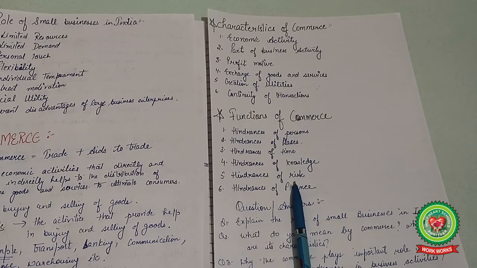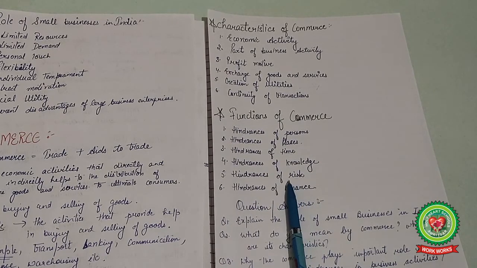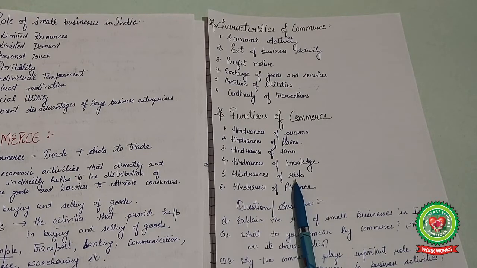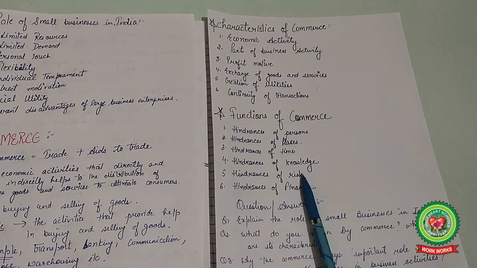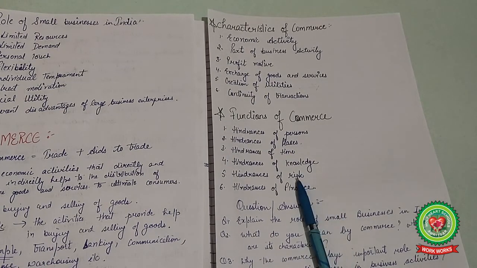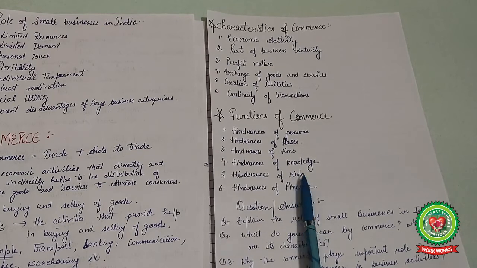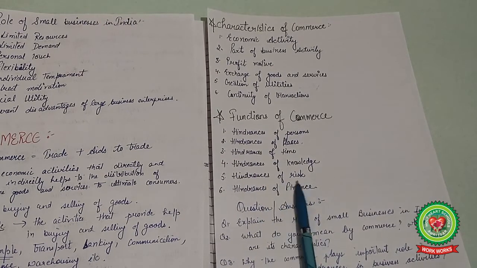Next is the hindrance of risk. Risk means the risk to the product: maybe the product is spoiled, or theft occurs, or a fire breaks out. At that time, there is a need for insurance. Insurance means the product is secured. If the product is damaged, there is a company that gives us money for that damage. That is the insurance company that removes this hindrance.